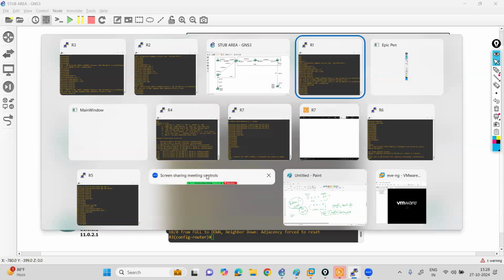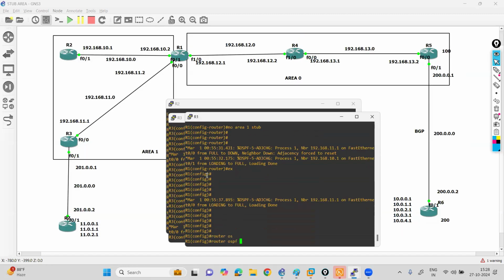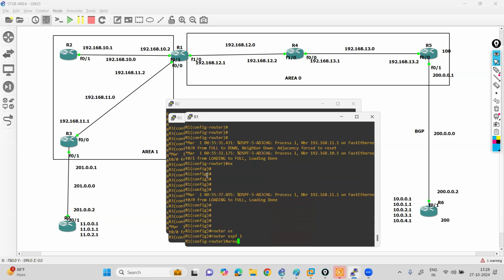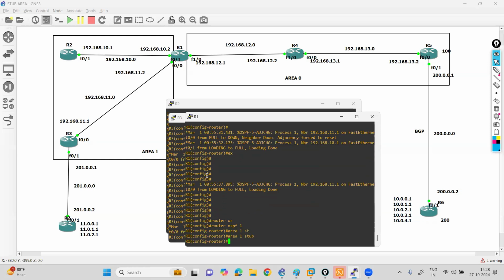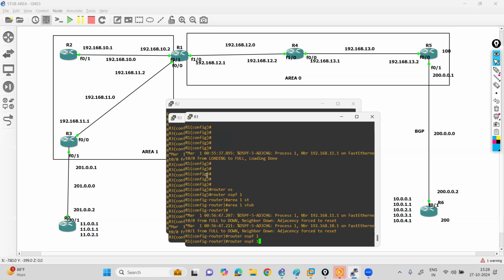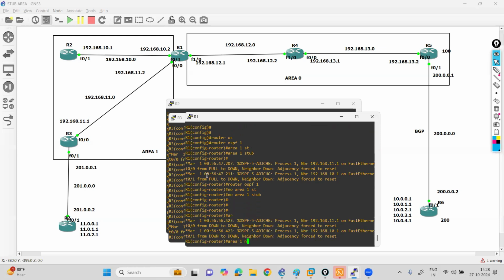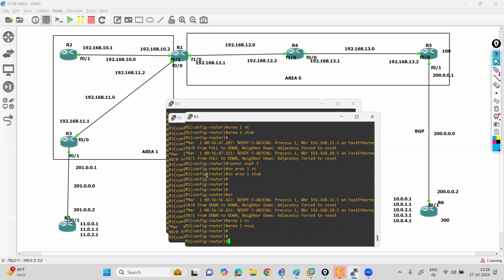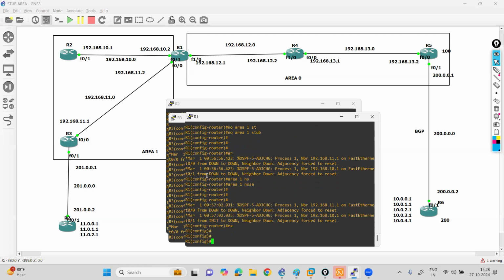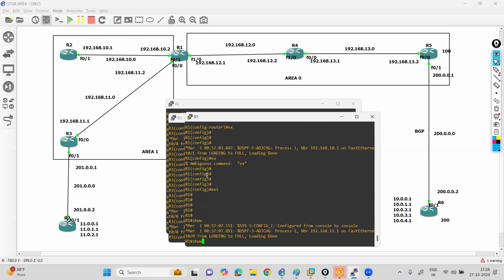Now let's go to router number 1 again. Router OSPF 1, no area 1 stub. Area 1, NSSA. Okay. Now everything has been done. Now let's go to the configuration, show IP route.